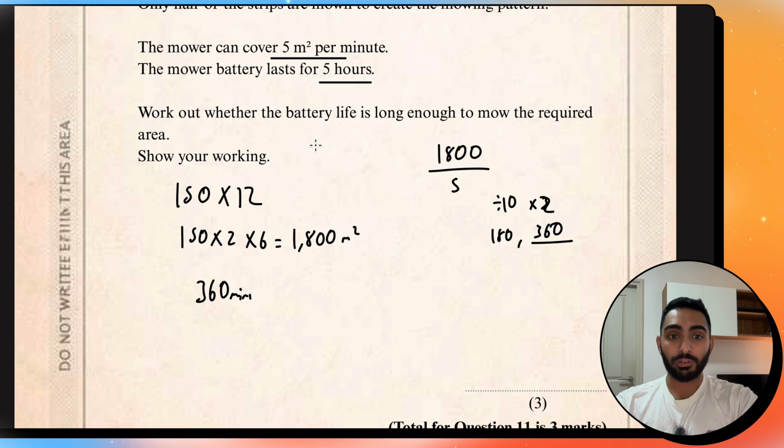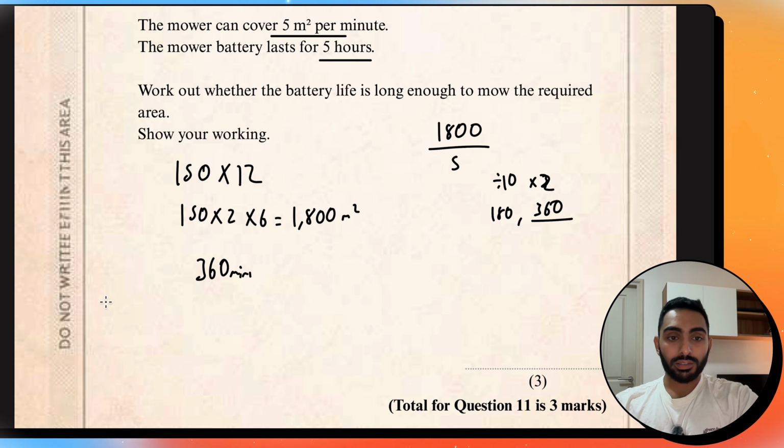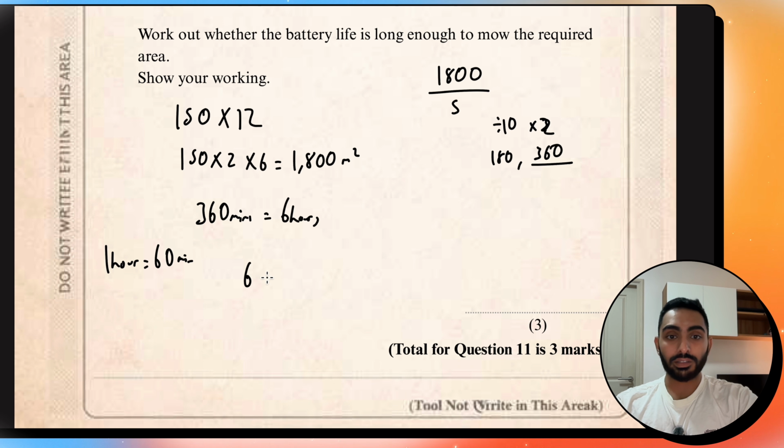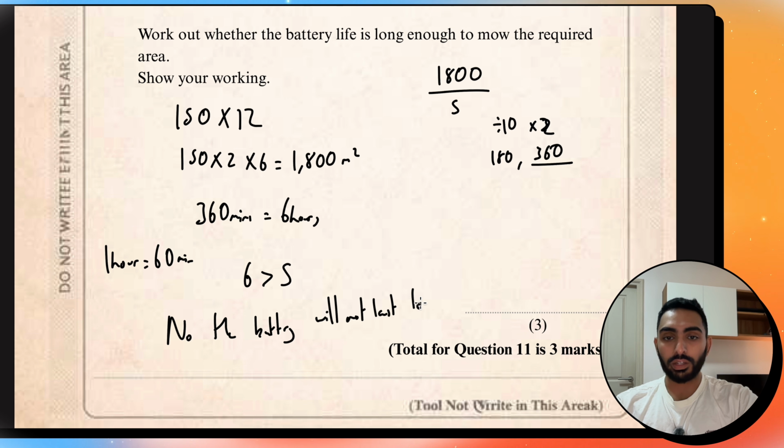But the battery only lasts for 5 hours. We know 1 hour is the same as 60 minutes. And if we divide this by 60, we end up with 6 hours. We can see that the battery will last for 5 hours, but it's going to take 6 hours to do it. 6 is greater than 5. That means no, the battery will not last long enough.